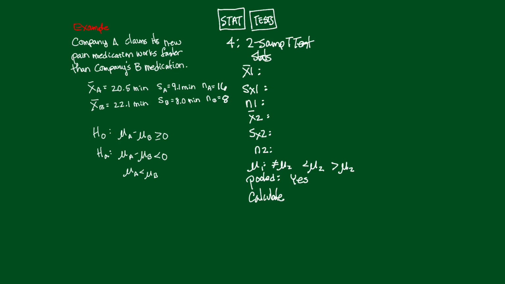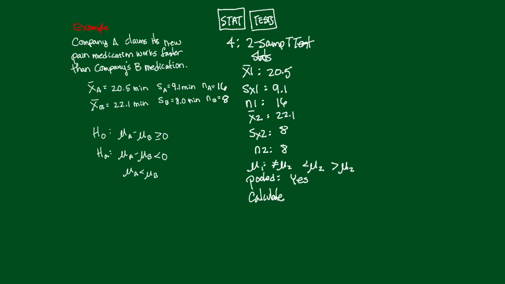So x̄1, this is the mean from company A, and that is, let me be sure I get it right here, that is 20.5. The standard deviation is 9.1. Sample size now is 16. Now, the mean from the second company is 22.1 minutes. That standard deviation was 8 minutes, and that sample size was just 8.